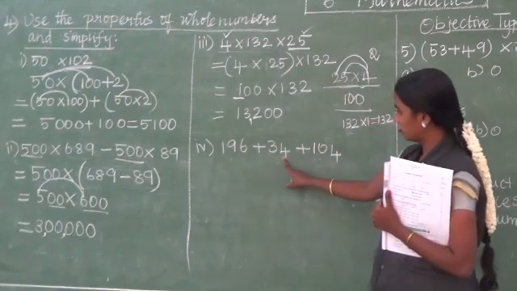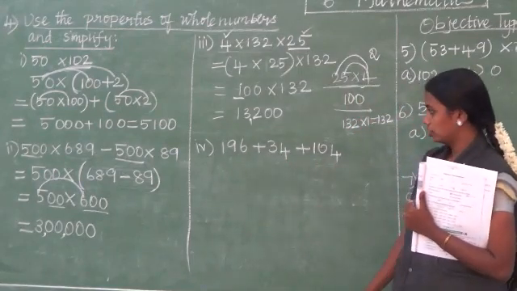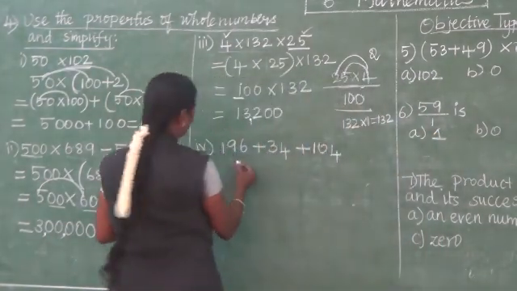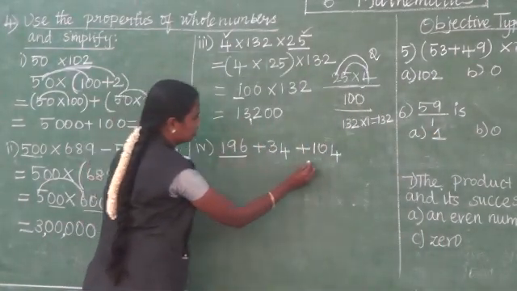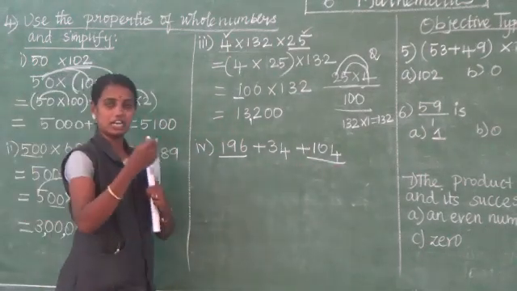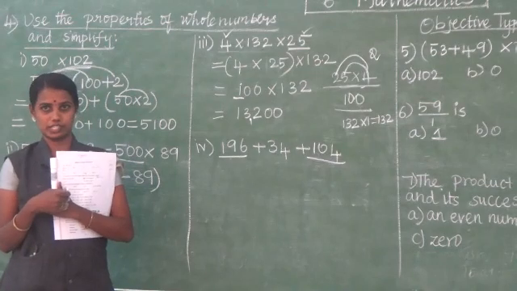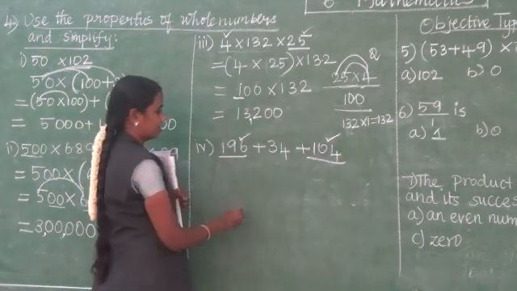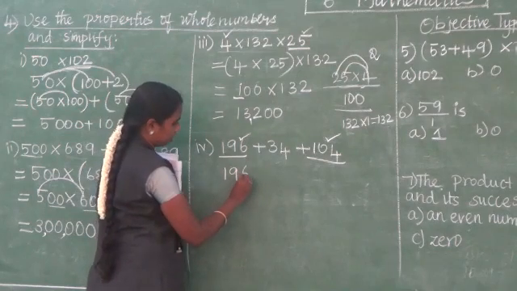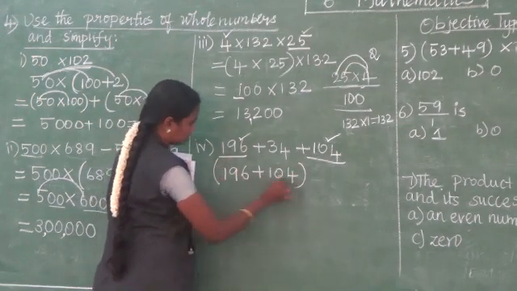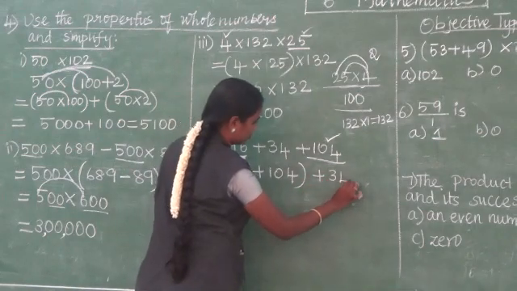196 plus 34 plus 104. Okay. So convenient ends with 0. So I am going to add these 2 numbers first. Okay. Because for easy convenient only we are going. Yes or no? So I am going to add the first number and the third number first. 196 plus 104 brackets plus 34.